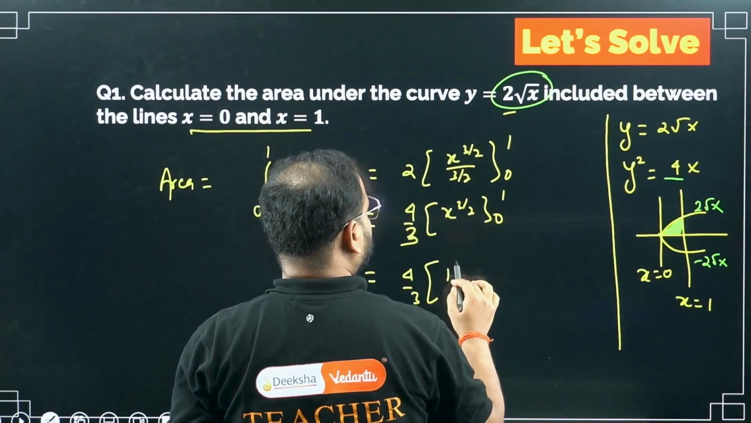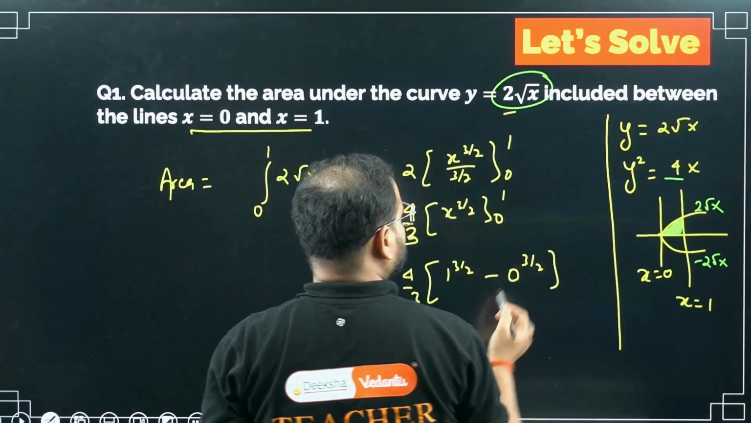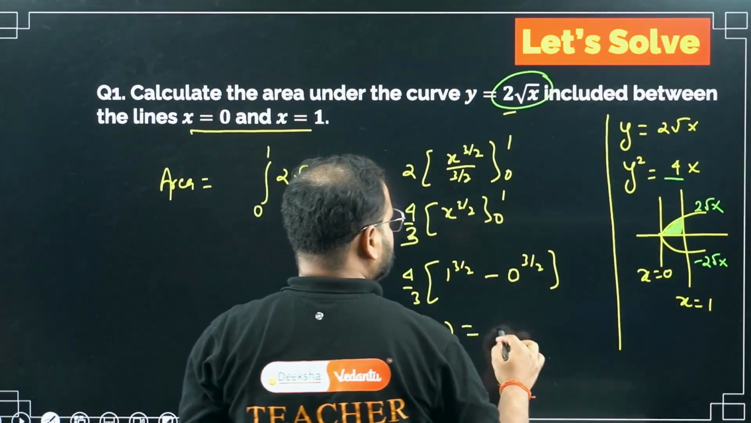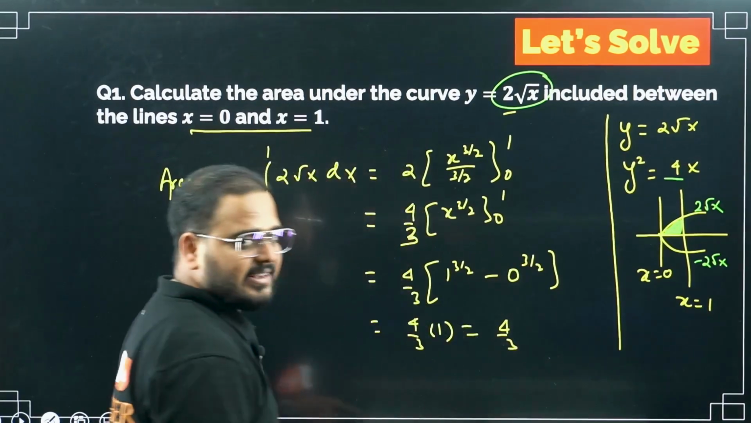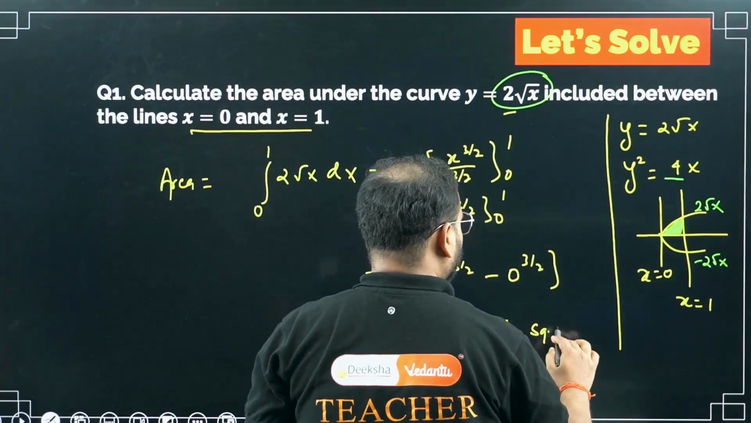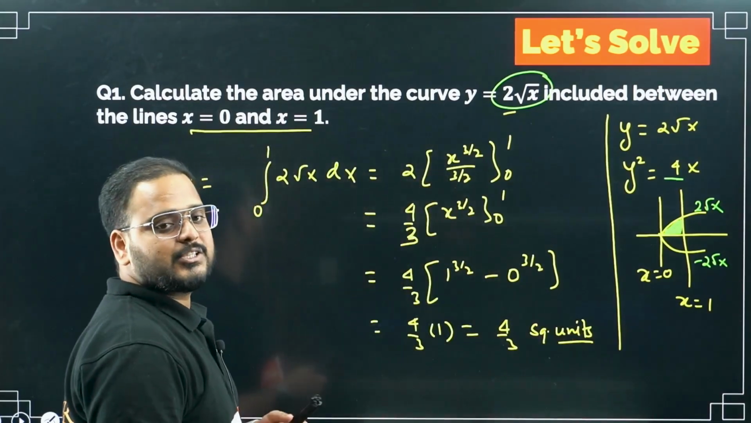At 1 it will be 1 power 3 by 2 minus lower limit 0 power 3 by 2. What's the answer? Simply 1. So 4 by 3 times 1. What's my answer? 4 by 3. Area is there. Is there a unit given? No. What am I going to write? Simply square units. So 4 by 3 square units.